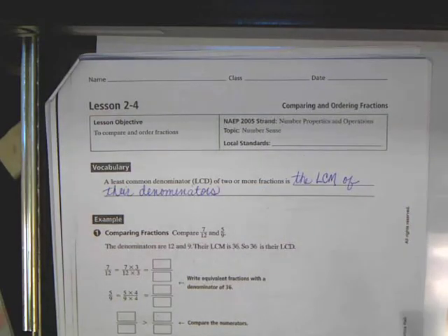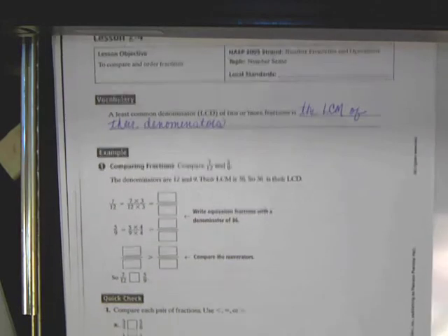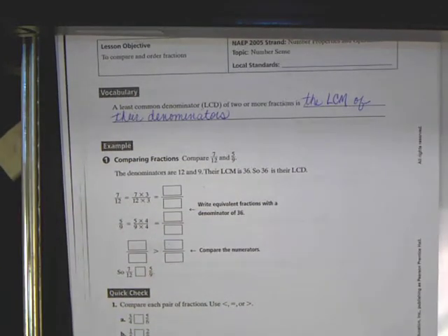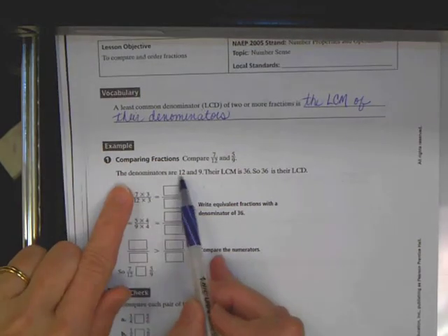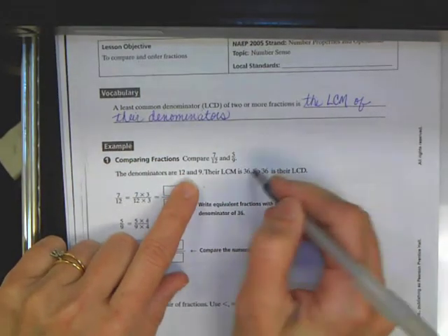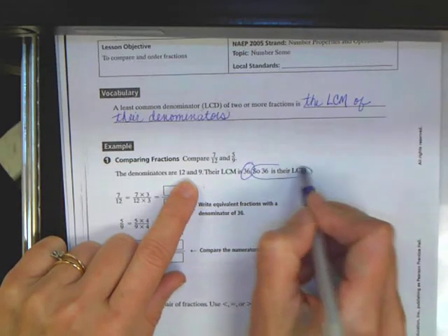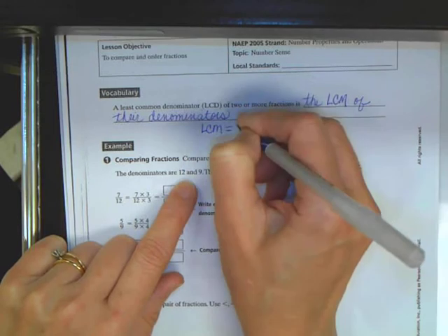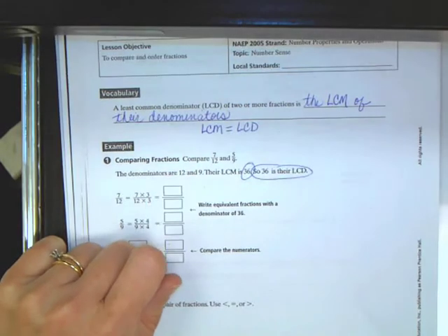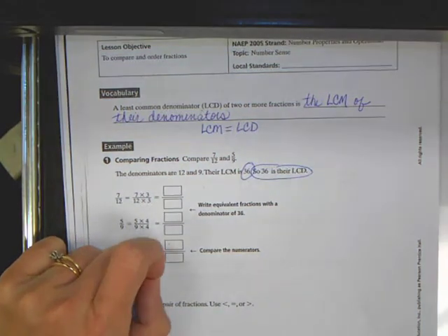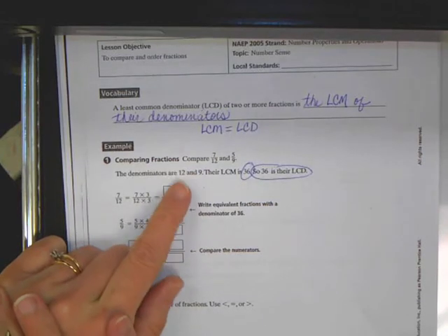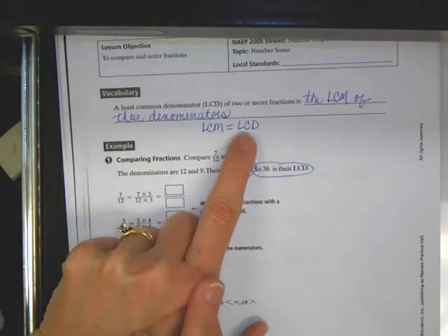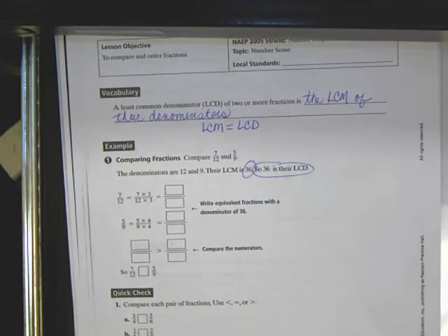Let's look at some examples. If we want to compare 7/12 and 5/9, the denominators are 12 and 9. Their least common multiple is 36, so 36 is going to be their least common denominator. Least common multiple and least common denominator, when we're writing equivalent fractions or renaming fractions, are the same thing. It's just that this one happens to be located in a denominator rather than just a regular number floating around.